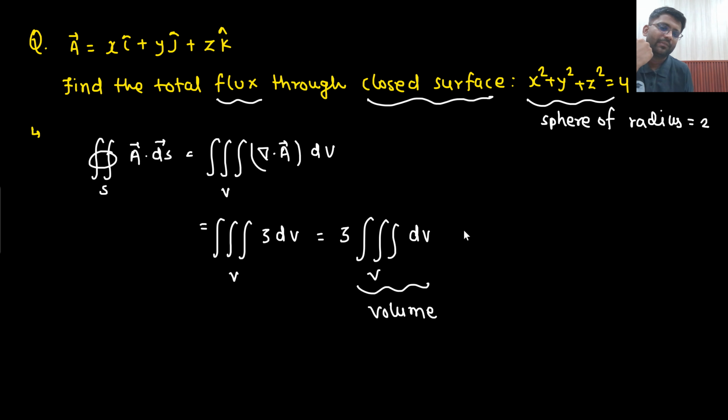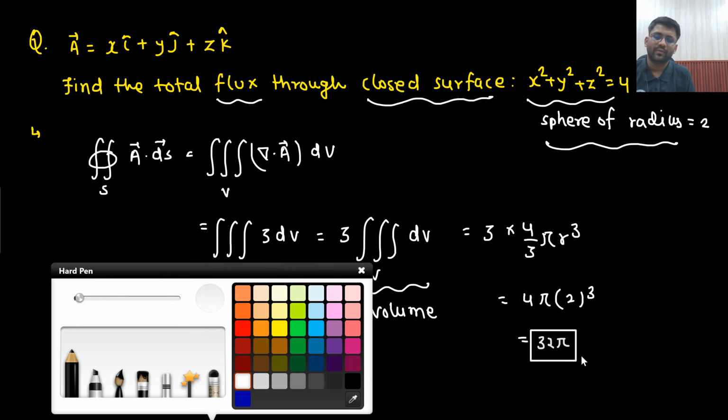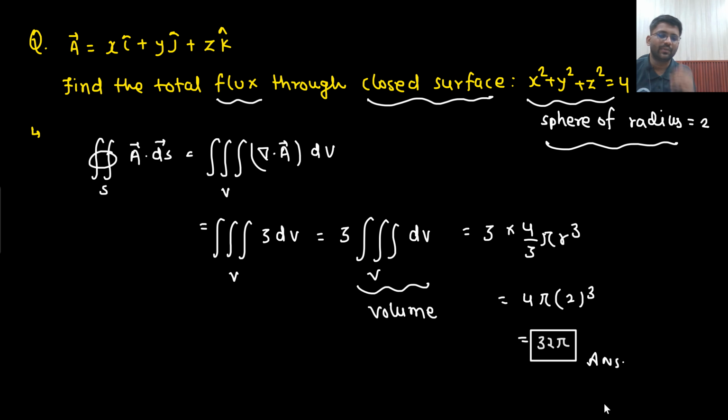What is the volume of the sphere? I hope you know that. The volume of a sphere is 4 by 3 pi r cube. So from here you will get the answer. 4 pi, the value of r is 2, cubed. 3 into the volume, that will be 32 pi. So the total flux will be 32 pi.